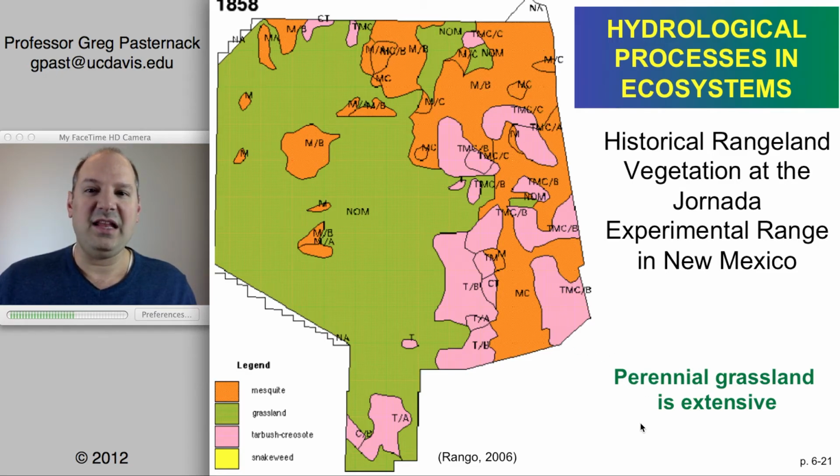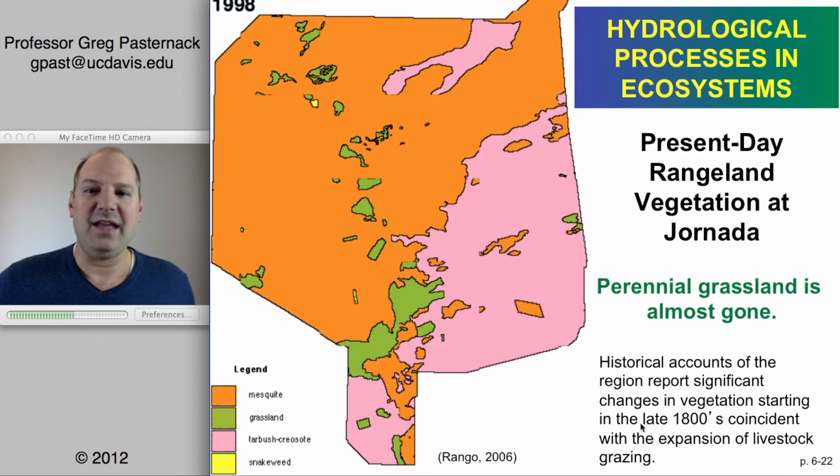By comparison to that 1858 condition, if we look in 1998, it's totally changed. Now, there's very little grassland at all. It's almost all mesquite, or more than half anyway, for sure mesquite, with a large amount of tar bush and creosote. So a complete transformation from a grassland predominant system to a shrub-dominated system with only a very small amount of grasslands. The primary driver for this change is thought to be livestock grazing that took place in the intervening time.